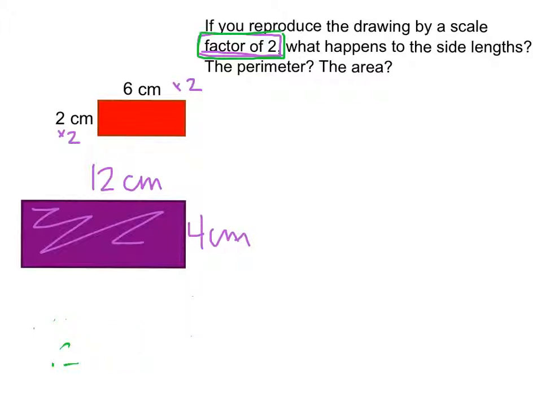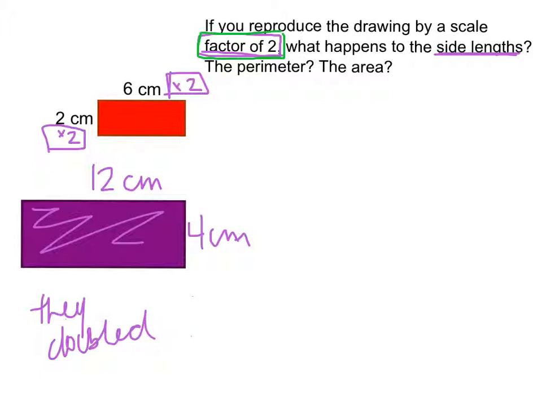It asks us to relabel our measurements. So we did that by the factor of 2. But now it asks us what actually happened when we did this. So when we increased it by a factor of 2, what happened to our side lengths? Well, what did we do? We multiplied by 2 to each side. So what happened to the side lengths? They doubled. Or they increased by a factor of 2. Easy, right? But now let's think.